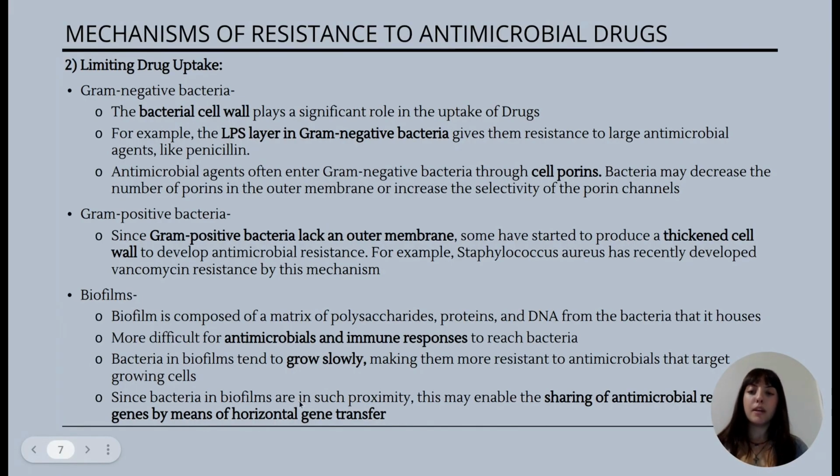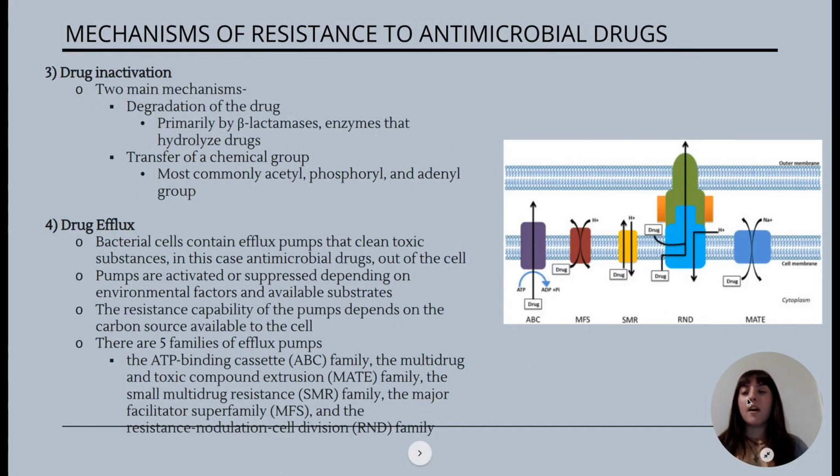And also, since bacteria in biofilms are in such close proximity, this may enable the sharing of antimicrobial resistance genes by means of horizontal gene transfer, since a requirement of that gene transfer is for them to be close to each other. And then lastly, we have drug inactivation and drug efflux.